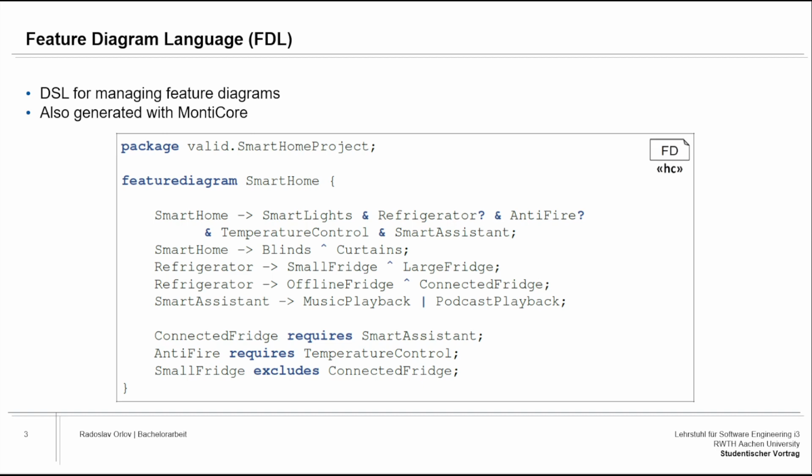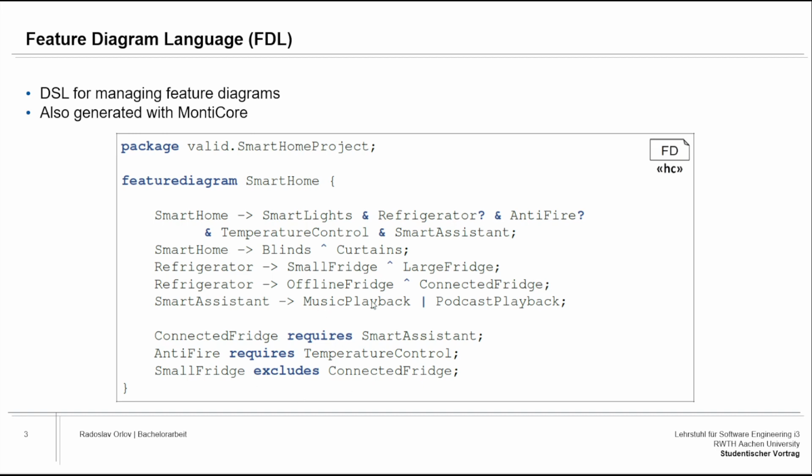Continuing with the smart home example, this is a feature-based representation of it. As you can see, we have the main smart home feature here, which consists of a number of sub-features. These features can be mandatory, optional, or even connected together with OR and XOR groups. There are also some cross-tree constraints here.